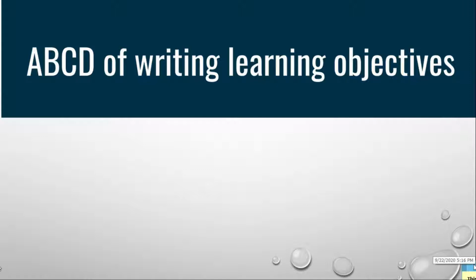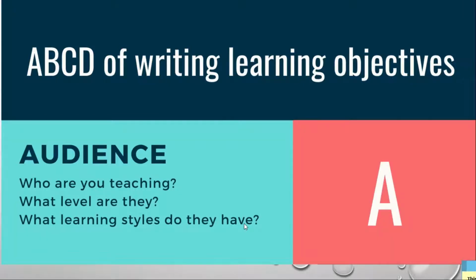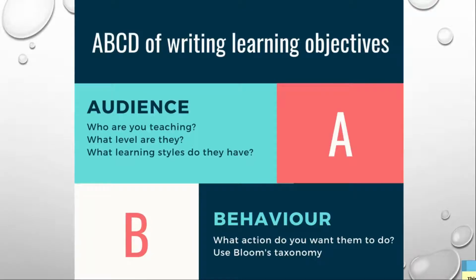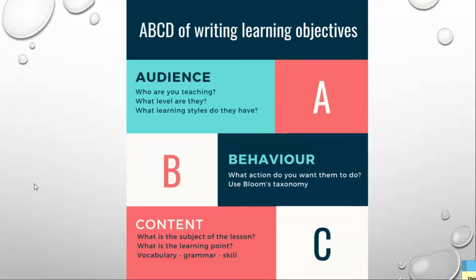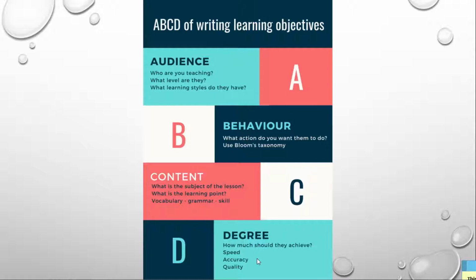A nice framework for writing learning objectives is called the ABCD of writing learning objectives. The A is audience. Think about who you are teaching. What level are they? What learning styles do they have? The B, behavior. What action do you want them to do? For this, you would use Bloom's taxonomy verbs, which is a side point I'll cover in a second. C, the content. What is the subject of the lesson? What's the learning point? Is it vocabulary? Is it grammar? Or is it a language skill? And D, the degree. How much of this learning objective do you want them to achieve? How fast, the speed, the accuracy, the quality.